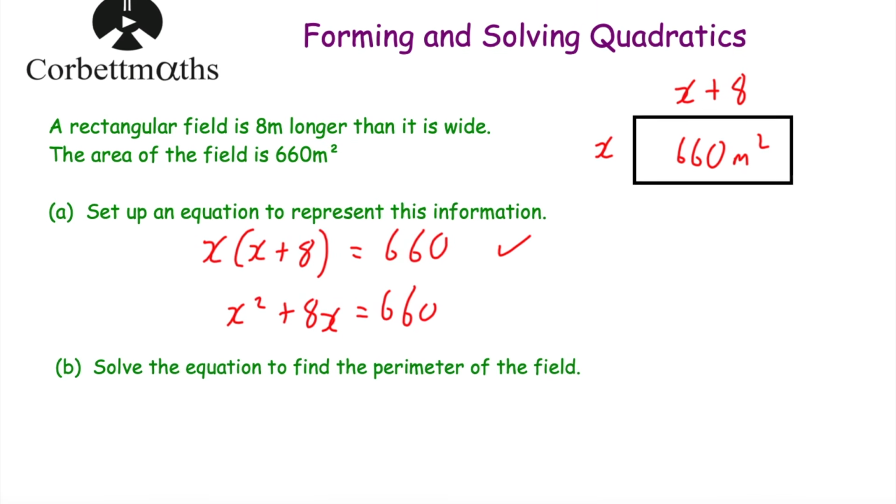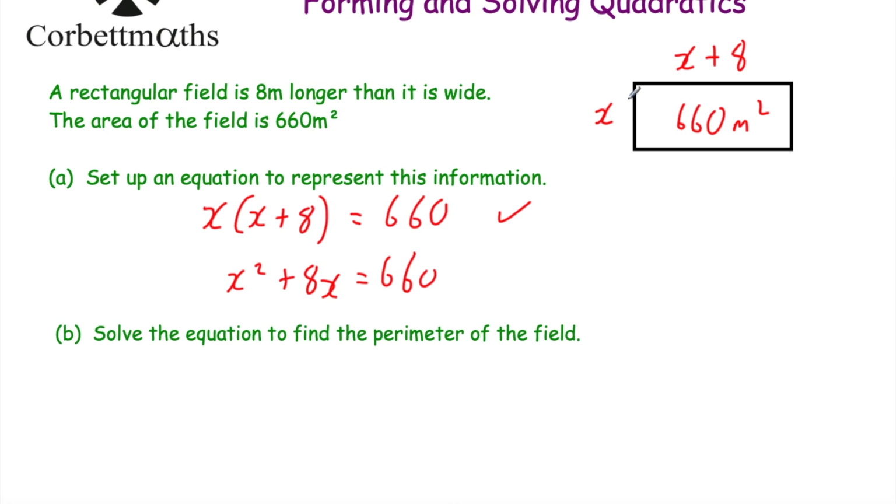And then part B says solve the equation to find the perimeter of the field. So let's solve this equation, and when we solve this equation we'll find x. My first step would be to expand my brackets here. So x times x is x squared, and x times 8 is 8x, and that's equal to 660. Now we're going to take away 660 from both sides of the equation to make one side of the quadratic equation equal 0. So that's going to be x squared plus 8x subtract 660 equals 0.